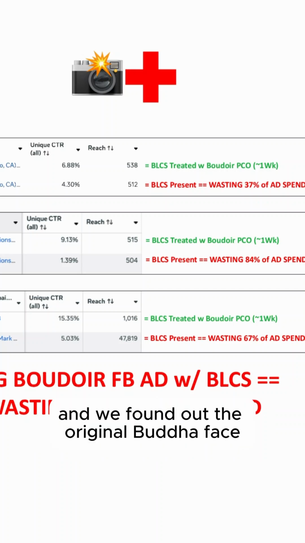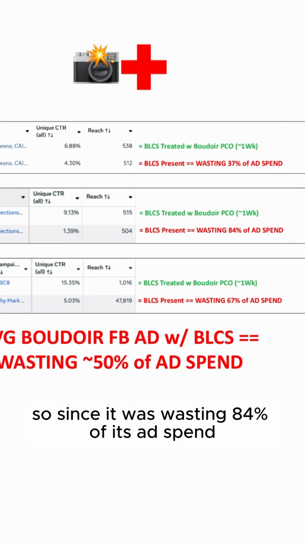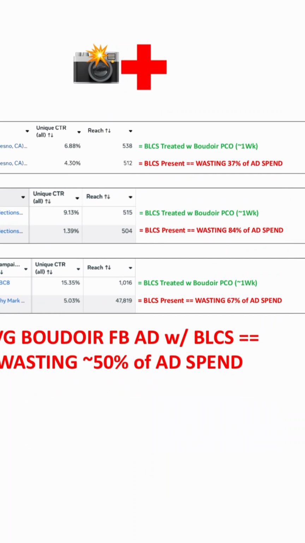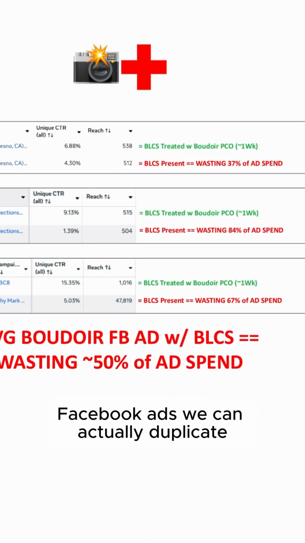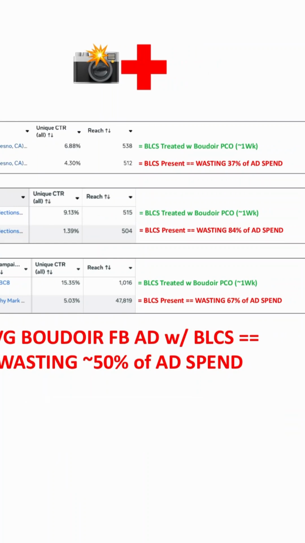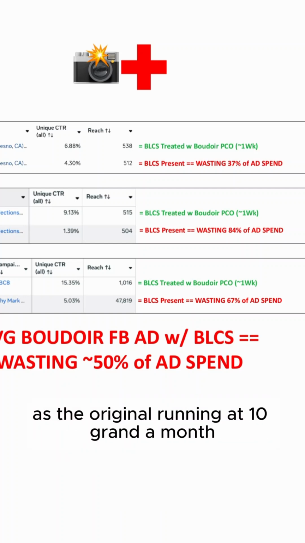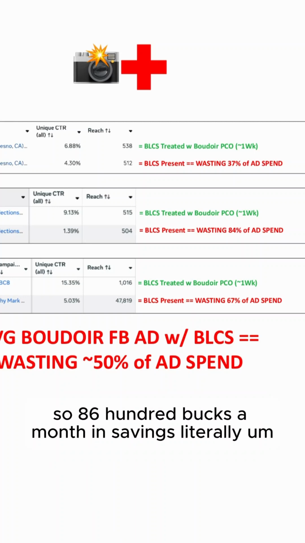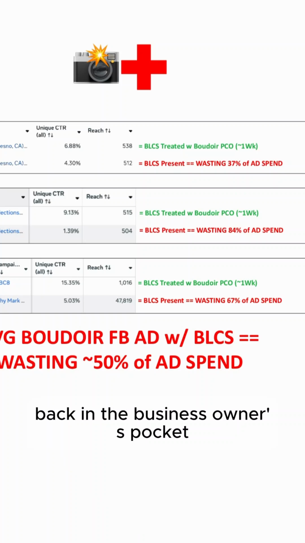And we found out the original Boudoir Facebook ad is wasting 84% of its ad spend. So since it is wasting 84% of its ad spend, if they're spending 10 grand a month on Boudoir Facebook ads, we can just take our spend and put it on the Boudoir Pico treated ad at $1,600 a month and get our ad into the same number of women's brains as the original running at 10 grand a month. So $8,600 a month in savings. Literally, what's that, 100 grand in the next year, kind of like phantom profit back in the business owner's pocket.